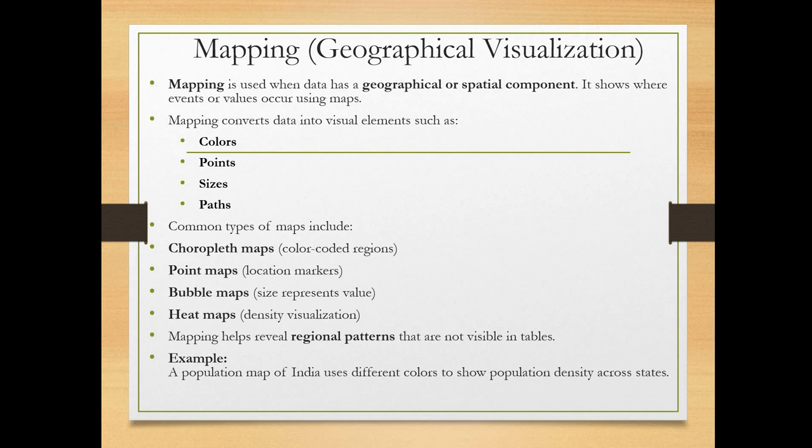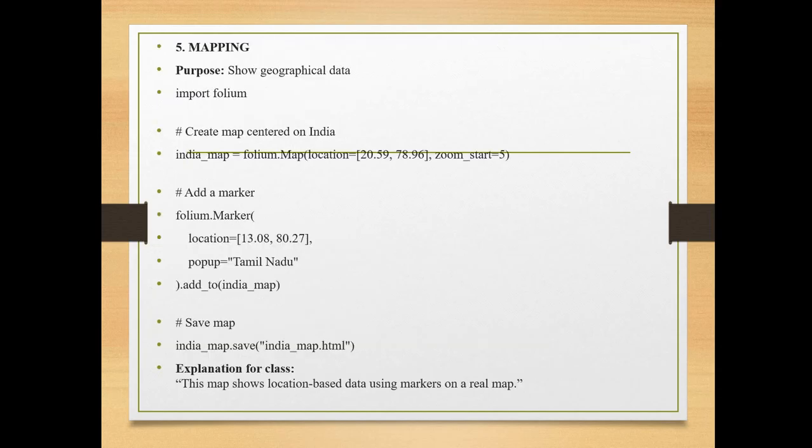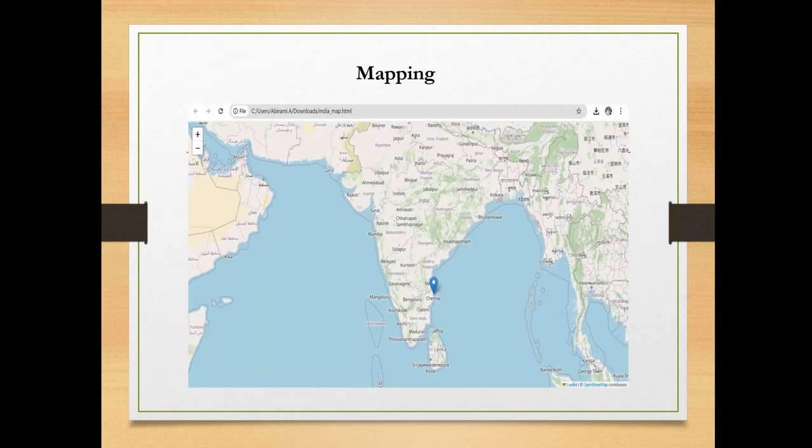Mapping helps to reveal regional patterns that are not visible in the tables. Tables are not visible, but in this map it will be shown. This is the example for the mapping. In this we have declared an India map, and then the type as a folium map. We set a marker with a location and a popup as Tamil Nadu, which will be highlighted, then added it to the India map, and the map will be saved as an HTML file. So the marker will be added at the Tamil Nadu position. This is named as a folium marker map type.